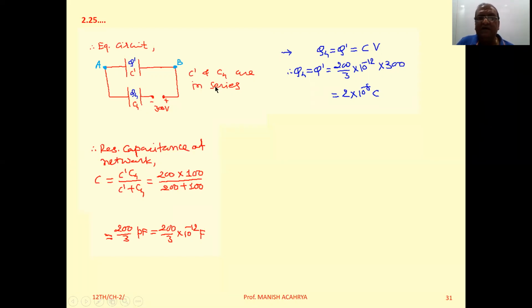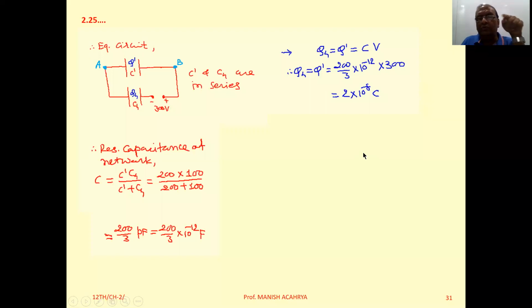C is the resultant or equivalent capacitance of this combination, and we calculated 200 by 3 into 10 raised to minus 12. Substitute that value here, and V is 300. So Q4, that is equal to Q dash, is 2 into 10 raised to minus 8 coulomb. Clear to all of you up to this?